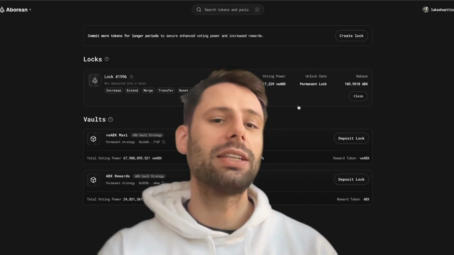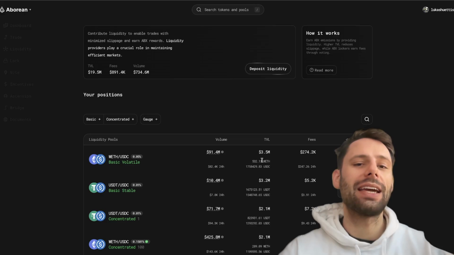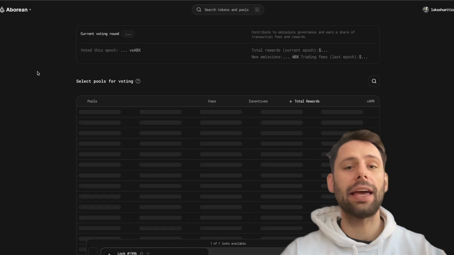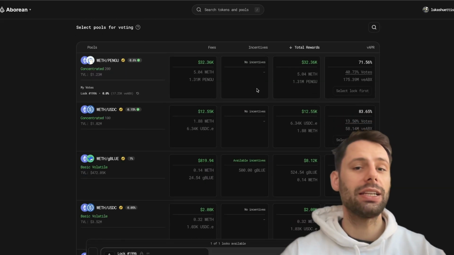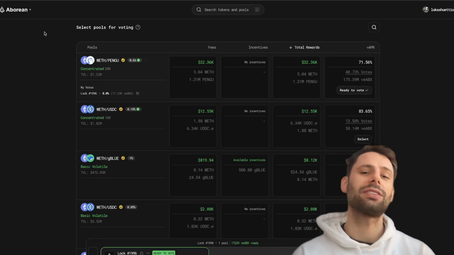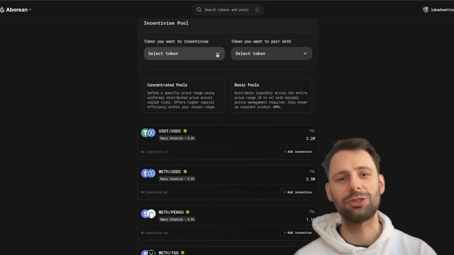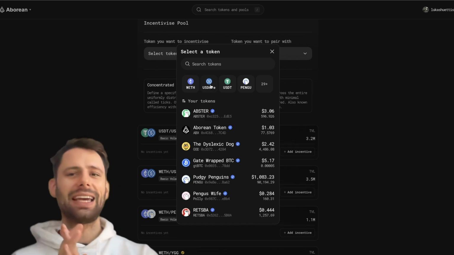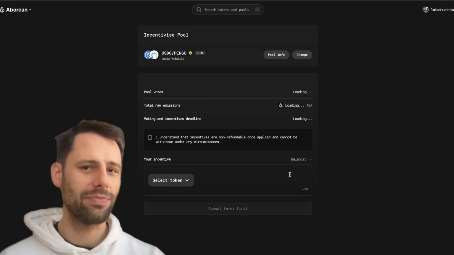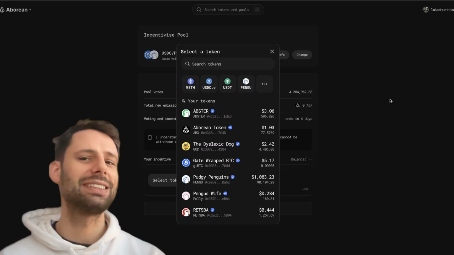Each pool has a gauge. Gauges determine where ABX emissions flow. Every week, veABX holders can vote. Pools with more votes receive more emissions. And more emissions usually mean higher rewards, more liquidity, more volume. There is also an incentive system, often called bribes. Users or projects can deposit tokens to reward voters who vote for specific pools. These incentives are non-refundable and paid to voters. This creates a feedback loop. The votes lead to emissions. The emissions attract liquidity. The liquidity increases volume, and the volume generates fees. And that's the incentive flywheel.